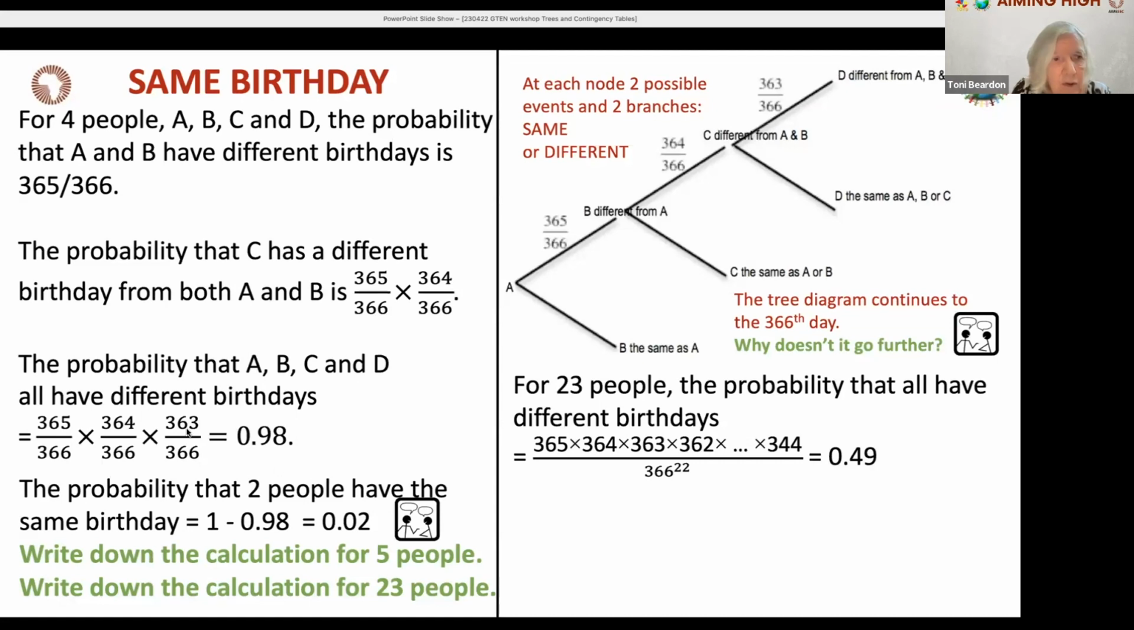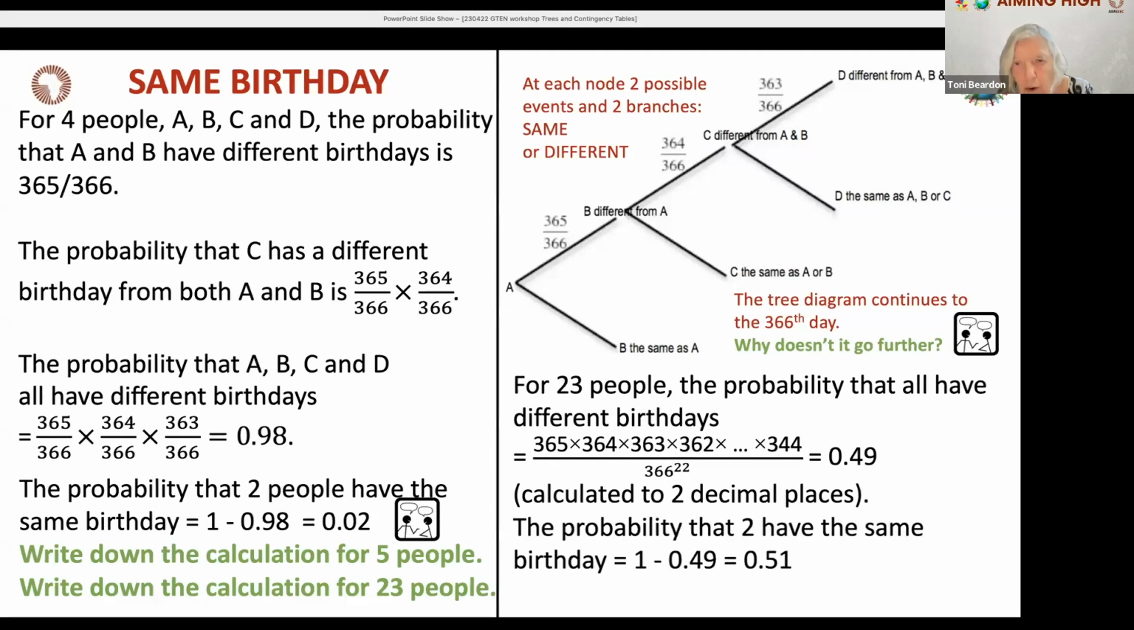And the difference between 365 and 363 was 2. So this is the calculation for 23 people. And that works out to be 0.49, calculated to 2 decimal places. And so the probability that 2 people have the same birthday is 1 minus that, which is just over 50%.